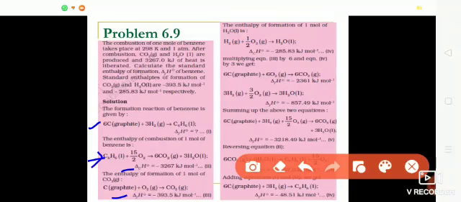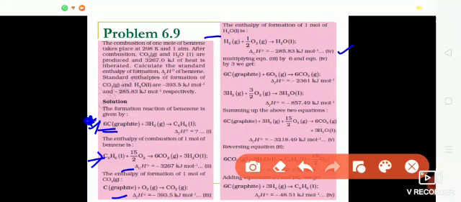Now similarly we can write the formation of liquid water: hydrogen will react with half a mole of dioxygen to form 1 mole of water in the liquid state, and the enthalpy change involves minus 285.83 kilojoules per mole.